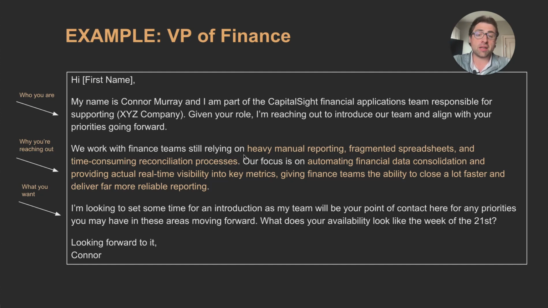We work with finance teams still relying on, and then what I put here, colored in orange, is what I'm changing about the template depending on what the title or the persona is. If this was a VP of HR, then I would be naming priorities and outcomes that VPs of HR care about if that was something my solution supported. But in this case, I say heavy manual reporting, fragmented spreadsheets, and time-consuming reconciliation processes. Our focus is on automating financial data consolidation, providing actual real-time visibility into key metrics, giving finance teams the ability to close a lot faster and deliver far more reliable reporting.